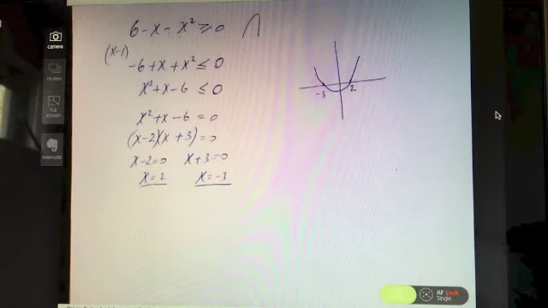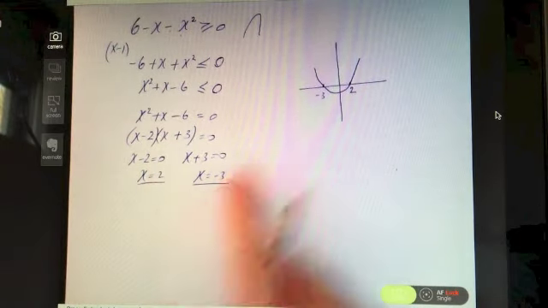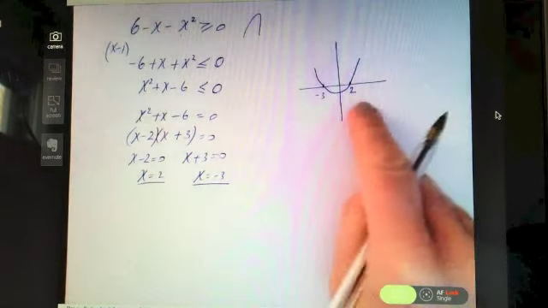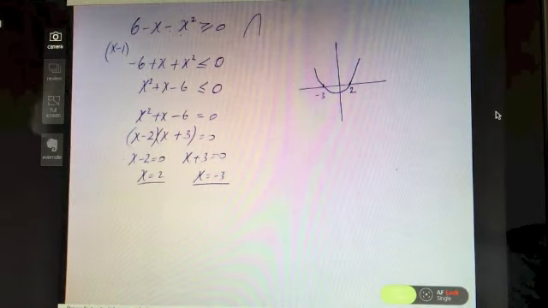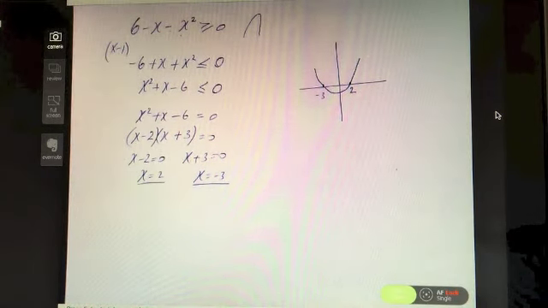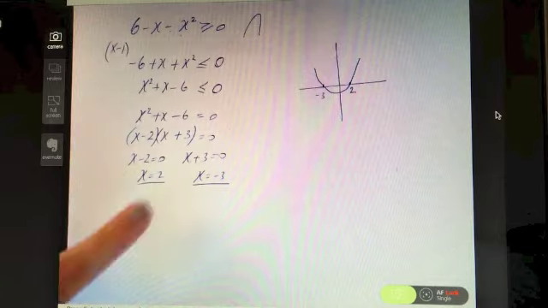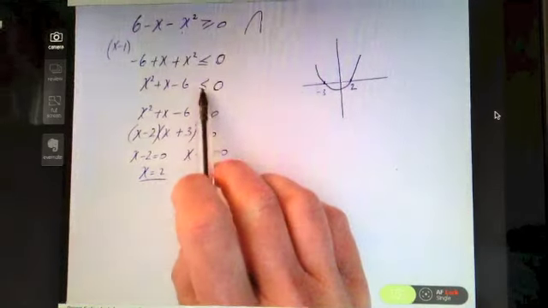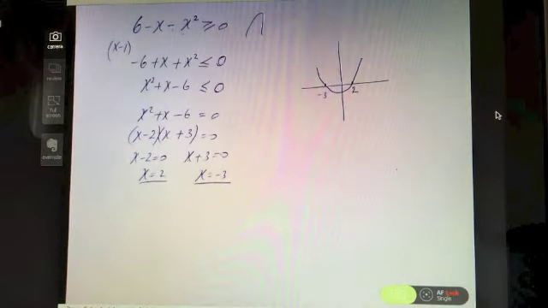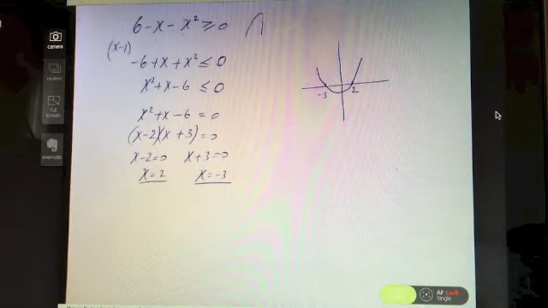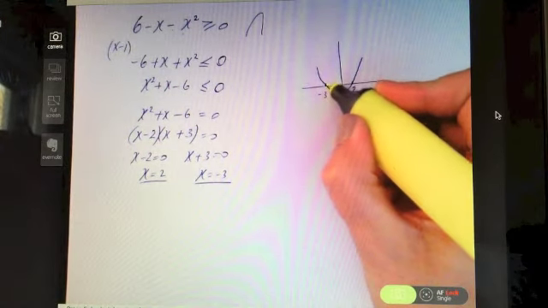And there's your sketch. Okay, so once you've got the roots, you're either going to sketch or test. I'm going to sketch first and then I will test. You only need to do one, whatever sits more comfortably with you. So we are looking for less than or equal to 0. So where is the graph less than or equal to 0? It's less than or equal to 0 down here.